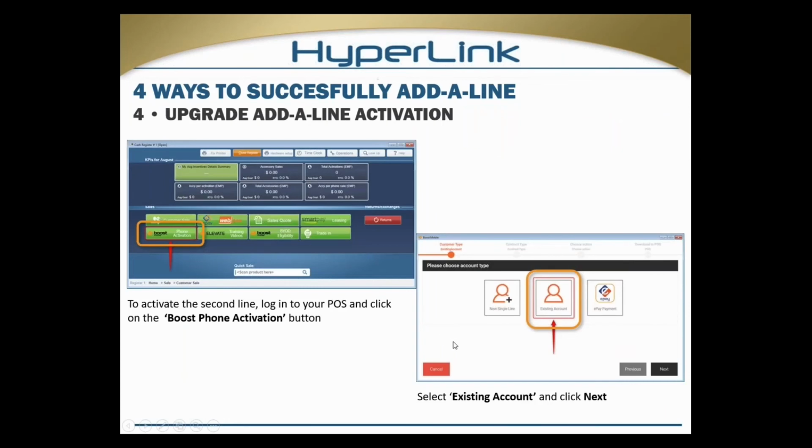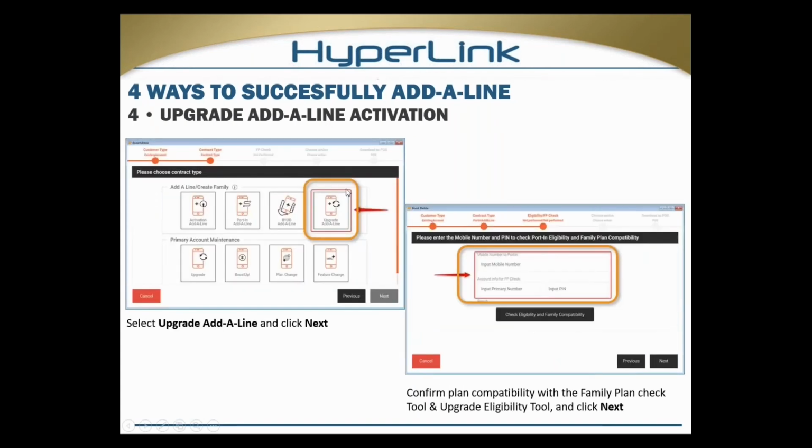And last but not least, we have our upgrade AddALine activation. We're going to go ahead and select Boost Phone Activation, select Existing Account, and upgrade AddALine. Here on the next screen, we're going to make sure that that customer is eligible for the upgrade. If the customer is eligible for the upgrade, you can proceed. If not, the customer has to pay full retail for the device, and you're going to hit next.